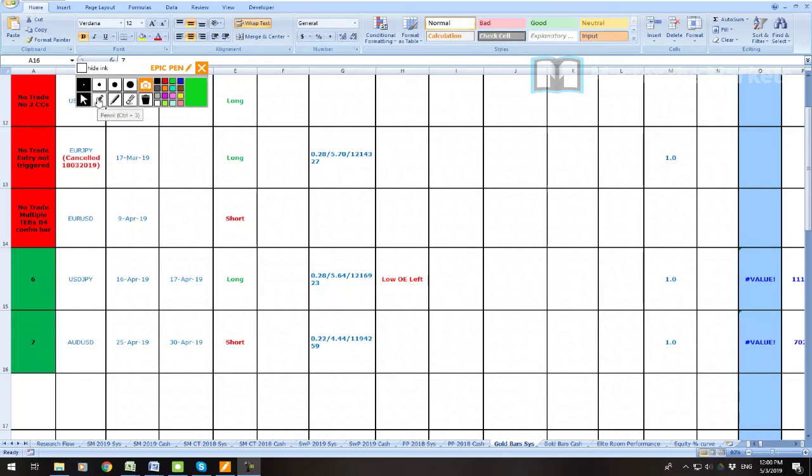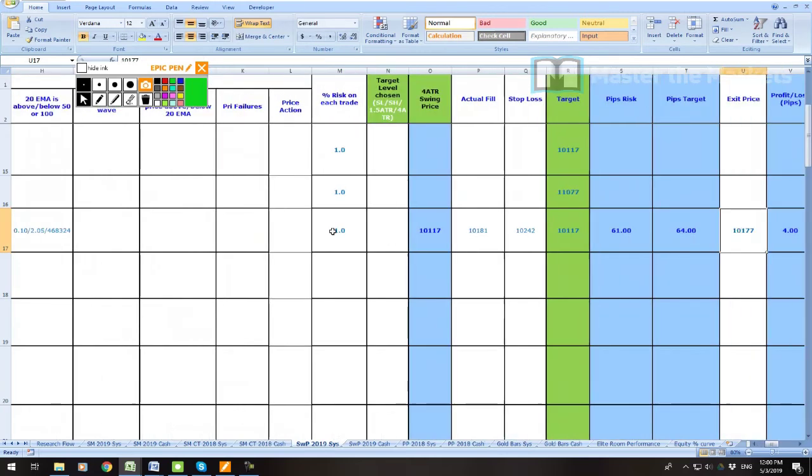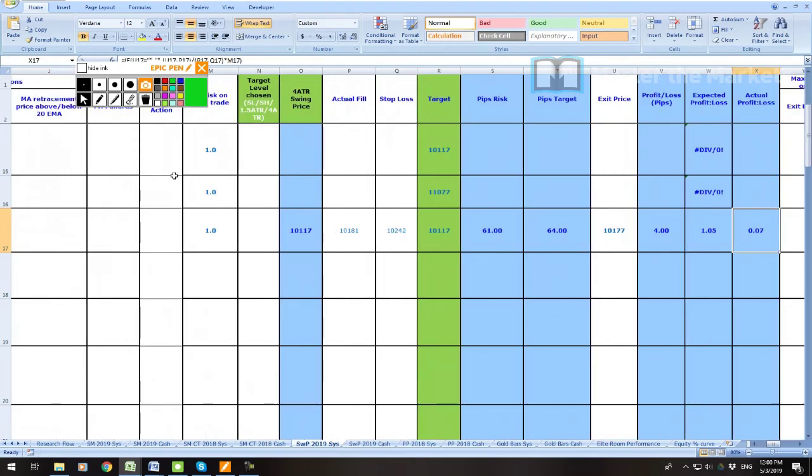So what else do we have? In terms of Aussie, we lost 1%, but in terms of swing profits on dollar Swiss, we have 0.07. So minus 1 plus 0.07, so minus 0.93. Minus 0.93 is what we got in terms of the Elite Room, just a little bit under a percent.